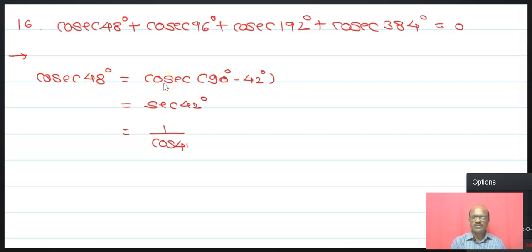Now there is one more formula: cosec (90 minus theta) is equal to sec theta. In this way we get sec 42, and the reciprocal of sec 42 is 1 upon cos 42. Therefore cosec 48 is equal to 1 upon cos 42.